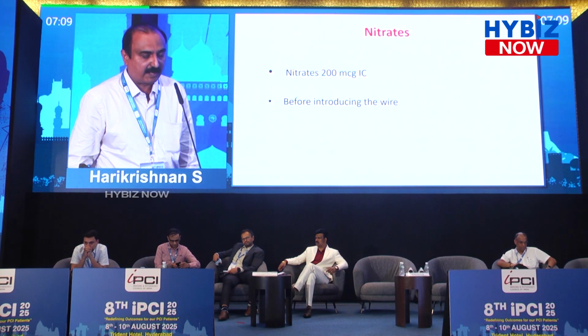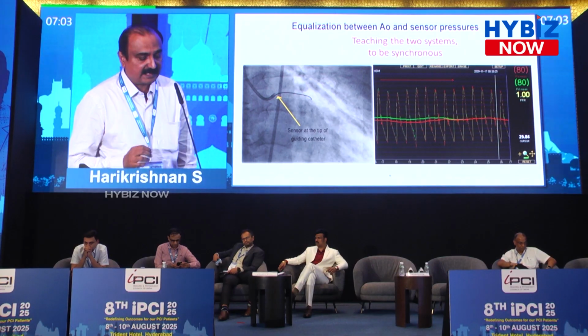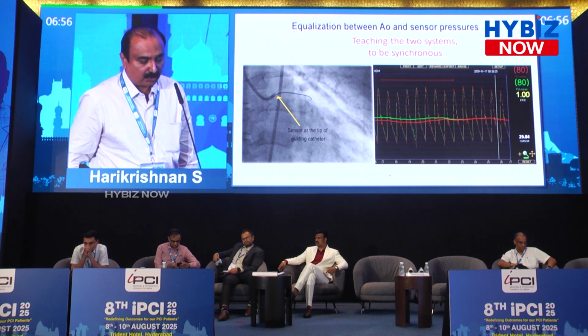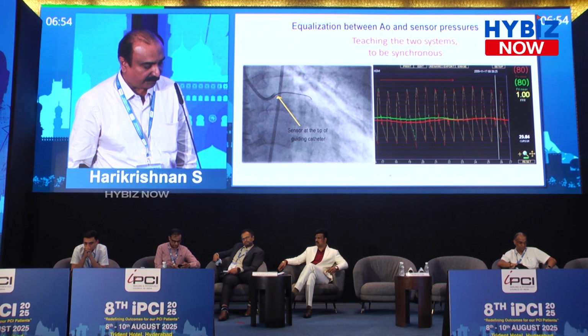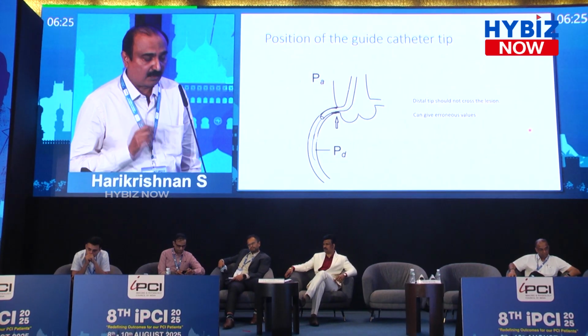Nitrates to dilate the epicardial vessels should be given before introducing the wire, to remove epicardial spasm. And equalization is the next step. It is teaching the two systems to be synchronous. Once you have equalized, you know that it will come to the value of 1.